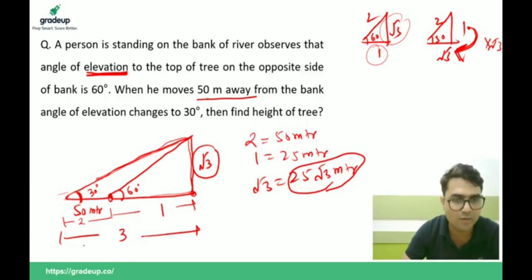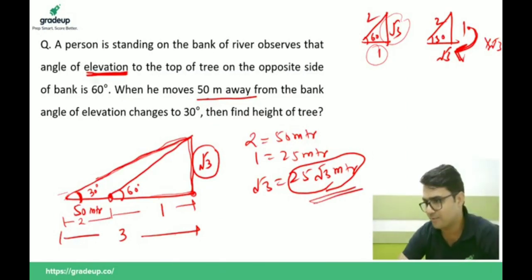Okay, Naresh, I hope you got the point. If this is 3, this is 1, this will be 2. So 2 is equal to 50, 1 is equal to 25, then root 3 will be equal to 25 root 3 meter. I hope you got the point.